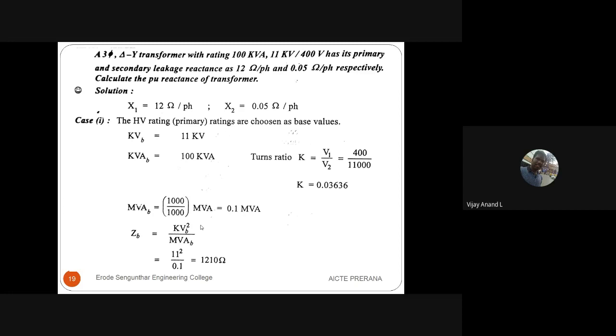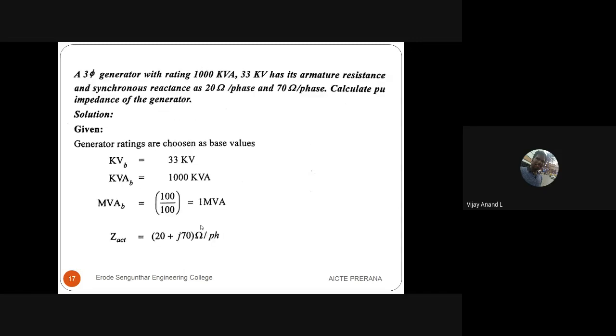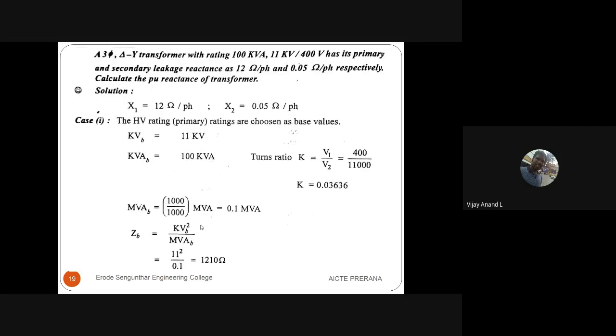In this problem, we are going to calculate per unit reactance of a transformer. In the last problem, we calculated per unit impedance of the generator. In this problem, we are going to calculate per unit reactance of the transformer. Reactance means we denote it in the form of X, whereas impedance means we denote it in the form of Z. Here we have to denote it in the form of X. Fine. The given data is X1 is 12 ohm per phase, X2 is 0.05 ohm per phase. That is, they have given us primary and secondary leakage reactance.